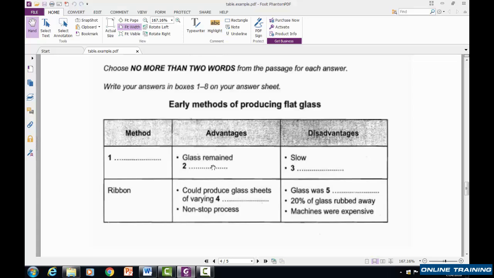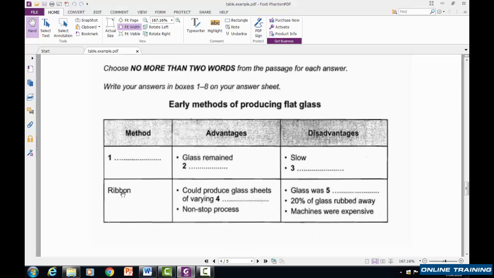All right, so when we're looking at this one here for the table question, we treat it like a fill-the-blank question. We have to fill in. Number 1 is one method. Number 2 is another method, ribbon. The second method right here, ribbon. So what I would probably do is start with the second one first, because the word ribbon is going to be easy to find. It's a type of method, because it says right here, early methods of producing flat glass.